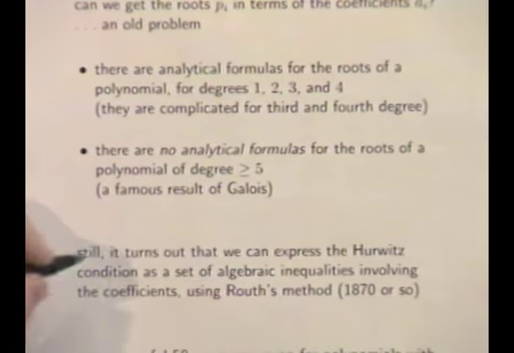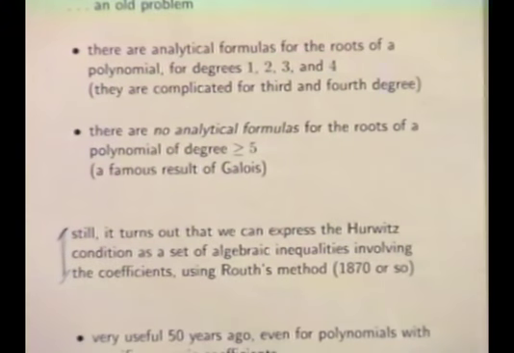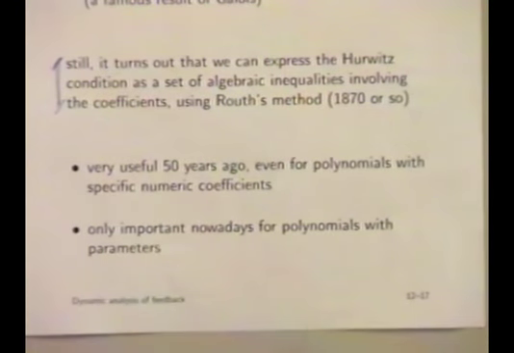In 1870, Routh showed that actually you can determine whether the roots are in the left-hand plane without determining exactly what the roots are. If the polynomial coefficients satisfy certain inequalities, you can tell whether the polynomial will have the roots in the desired place or not.